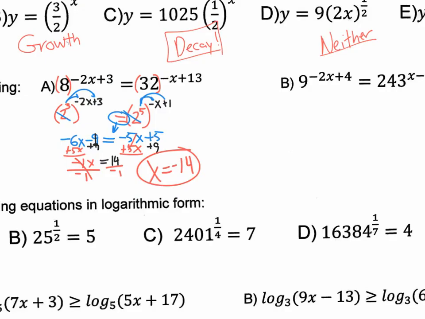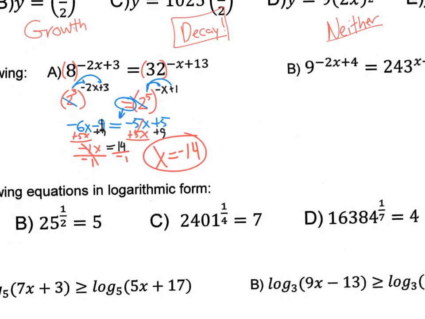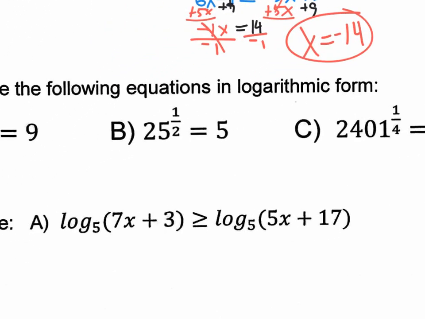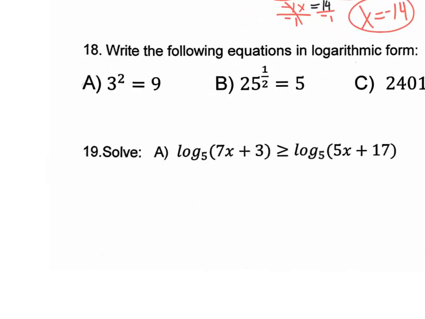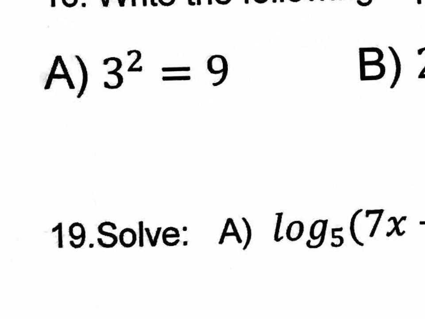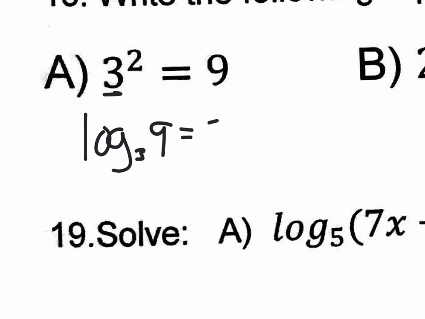Of course, we have more practice with option B right there, but I'm not going to waste time. I'm just going to move on. We have 1 more minute. Let's see what we could accomplish here. It says, write the following equations in logarithmic form. What we need to remember is that the base of the logarithm is going to be the base of the exponent. So we're going to write log. What's the base up there? The base is 3. So right here, log base 3 of 9 equals 2. It's that simple.